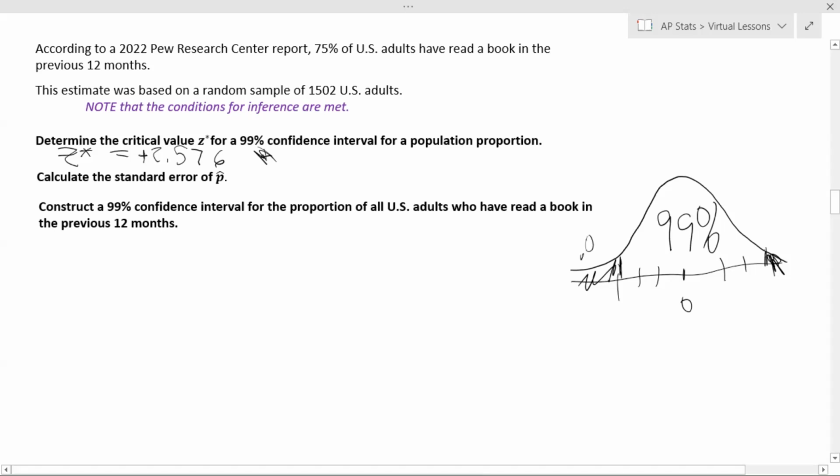So this would be 0.005 and this would be 0.005, or 0.5% and 0.5%.